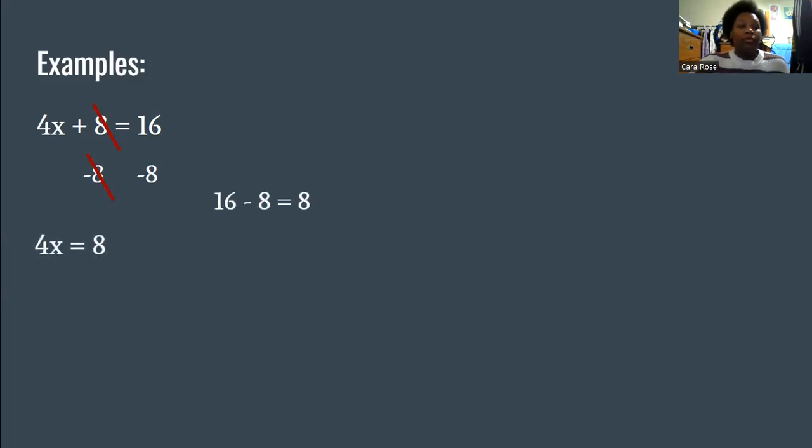Now that we have all of the constants moved over to one side, we have to get rid of that coefficient 4. If you look at it, 4x is 4 times x, meaning that to get rid of that 4, we're going to divide each side of the equation by 4. That would get rid of the 4 times the x, and that will subsequently give us 8 divided by 4, which equals 2. Our equation would then be x equals 2, which would be our final value of x.